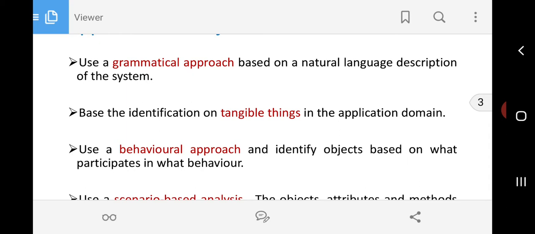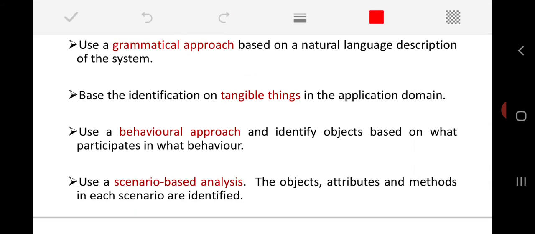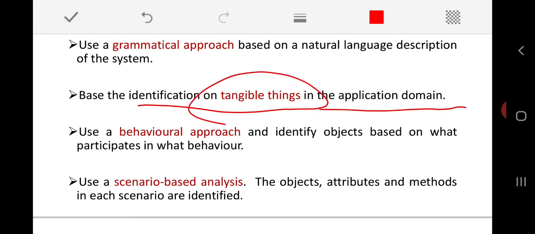Okay. So this is one method, and the second method is also a very simple method. Here it is the identification of the tangible things in an application domain. Is it clear? So normally the tangible things mean the things which physically exist. There are so many such things that we will come across in our application domain.